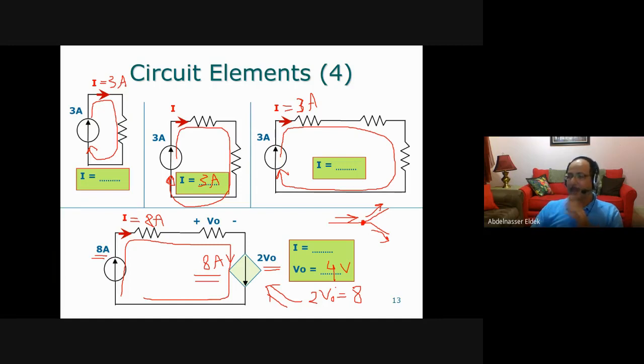So again, for this current source, the current here is 2V0. And I know also that this current is the same here; it will not change. It is 8 ampere. Then 2V0 equals 8, which makes V0 equal 4 volts.